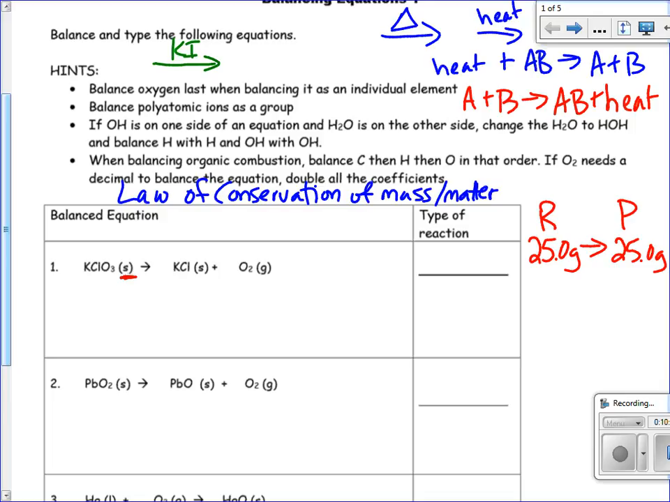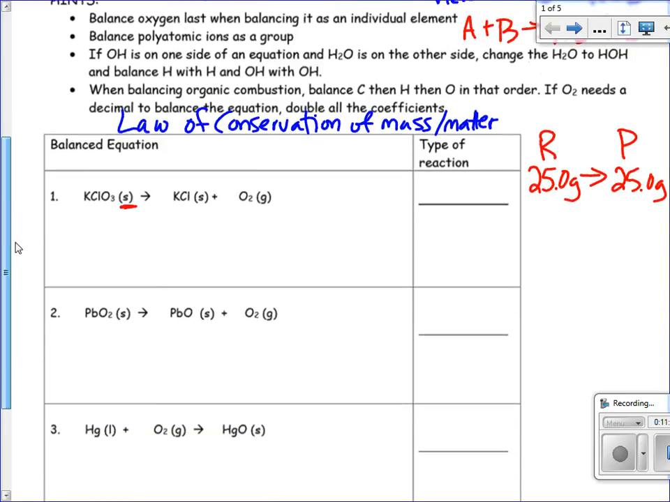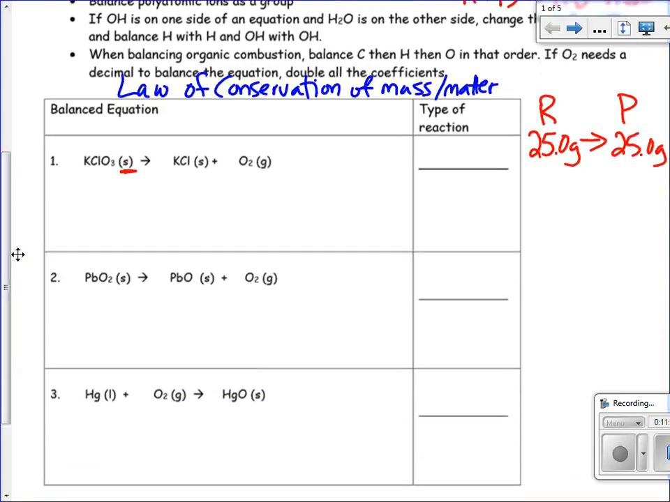Okay? So we're going to work through a couple here on the front. Then I'm going to work through a couple other types. And we're going to save organic combustion for last because that's the hardest. Okay? So let's look at this first one. First of all, what type is number 1? What type of reaction? It is a decomp. Good. Decomposition.